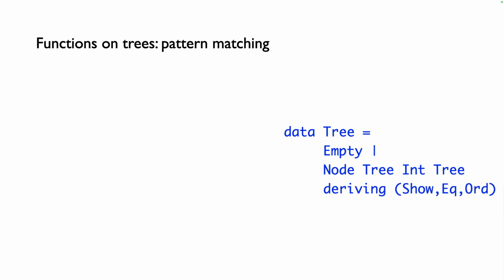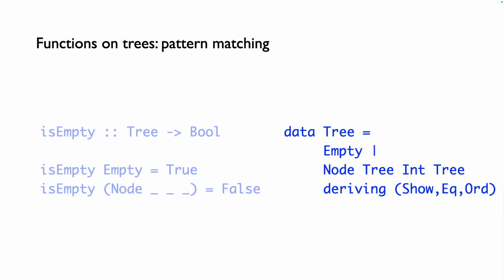We can use pattern matching over these to give us definitions of a function like isEmpty. IsEmpty takes a tree and returns true or false depending on whether it's empty. So isEmpty applied to empty is true, isEmpty applied to a node where we don't care what the values the nodes holds is. So we use pattern matching over wildcards there. The answer is false in that case.